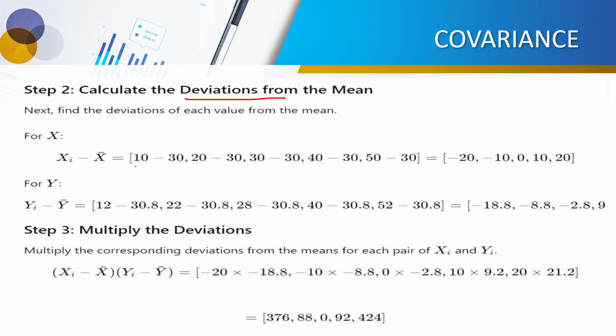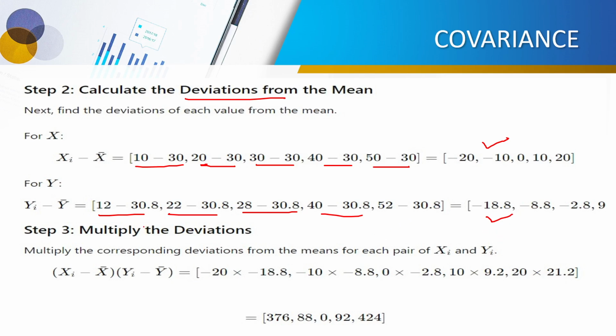So for x we calculated 10 minus 30, 20 minus this is the deviation from mean. So this will give a deviation from mean for x. In the same way, we have to calculate the deviation from mean for y. So we'll get some values. These are the values available for deviation from the mean.